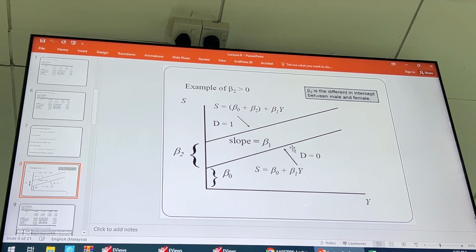But for this model we consider the slope to be the same for male and female. This model only allows the intercept to be different for the two categories. Only the intercept, but the slope we consider to be the same. So for both male and female, every additional 1 ringgit saves the same amount, but when income equals 0 we allow them to have a different level of saving. So beta 2 is the difference in the intercept between male and female.